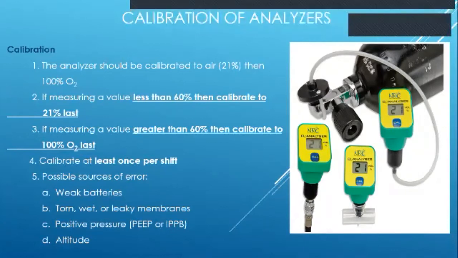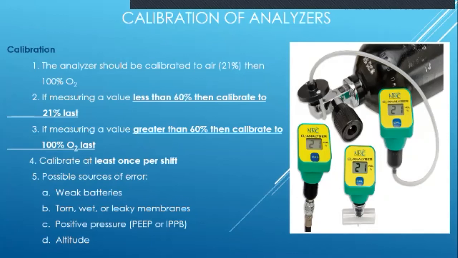If measuring a value less than 60, do 21% last. If measuring a value greater than 60, calibrate to 100% last. You must calibrate once per shift. You're supposed to calibrate your oxygen analyzer once a shift. Now, this is another one of those multiple test questions. It's going to say all of these are sources of error in an analyzer. It might say except, or it might say which one of these, but it's a multiple. This is it right here. Weak batteries is one thing.